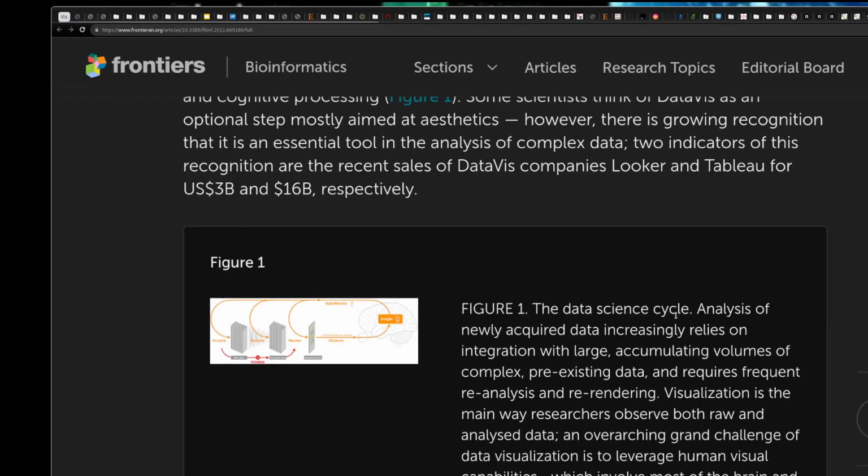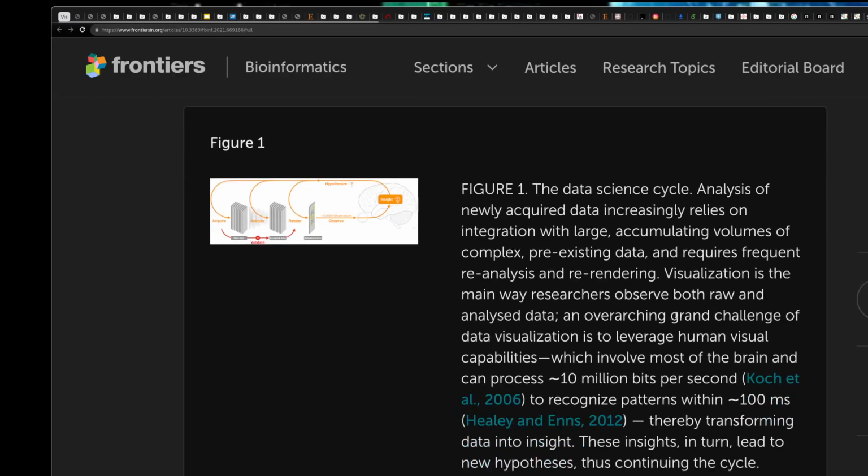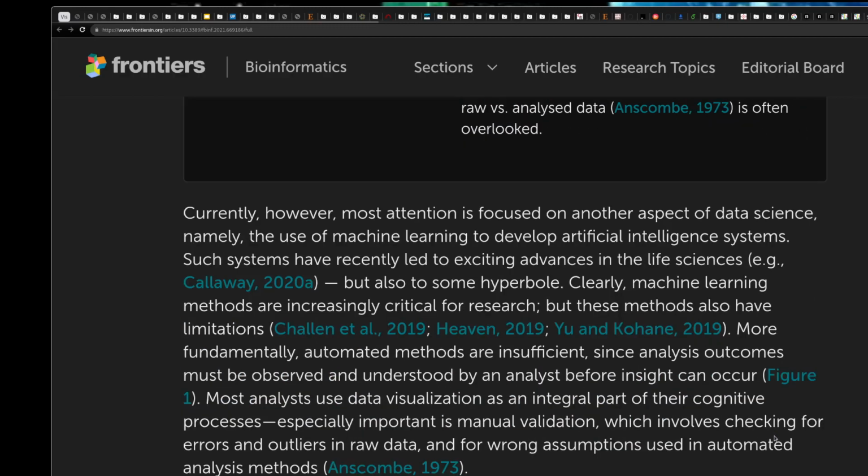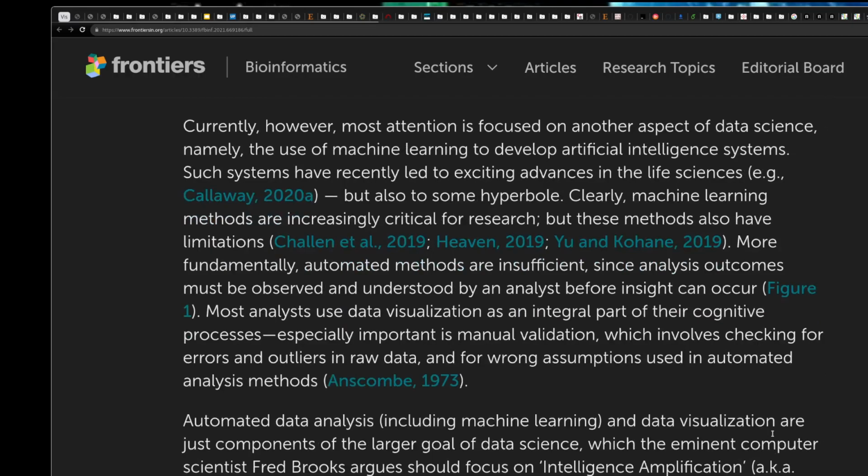These insights in turn lead to new hypotheses, thus continuing the cycle. Unfortunately, the critical step of manually validating derived models by visually comparing raw versus analyzed data (Anscombe, 1973) is often overlooked. Currently, however, most attention is focused on another aspect of data science, namely, the use of machine learning to develop artificial intelligence systems. Such systems have recently led to exciting advances in the life sciences, for example (Callaway, 2020a), but also to some hyperbole. Clearly, machine learning methods are increasingly critical for research, but these methods also have limitations (Challen et al., 2019; Heaven, 2019; Yu and Kohane, 2019).